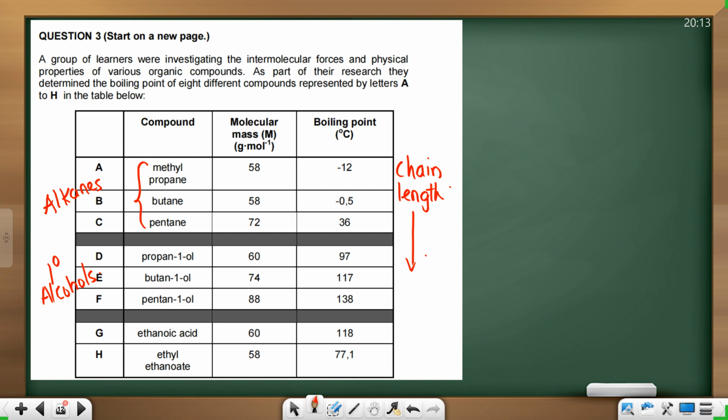G is a carboxylic acid and H is an ester. So what are we really testing there? Hydrogen bond? No. Okay, not really. Guys, we are looking at physical properties. What are we testing here? The first one you said chain length. The second one you said chain length. And what about the third one?